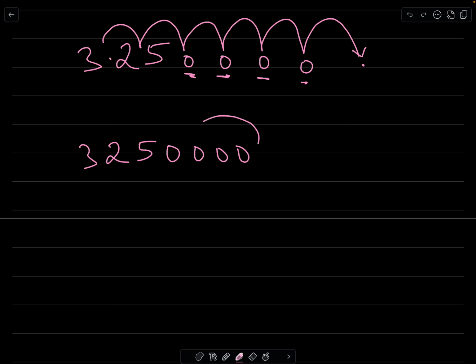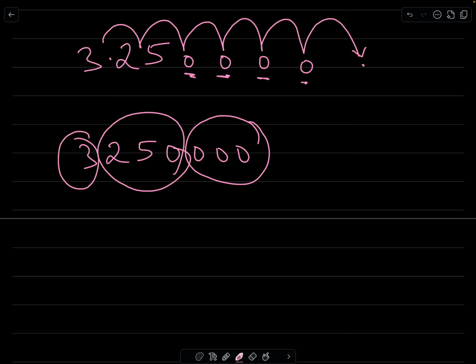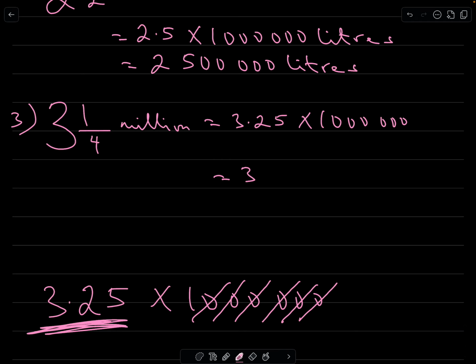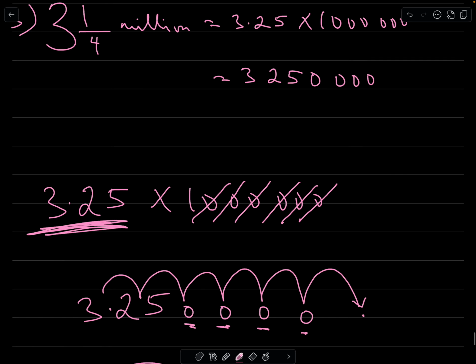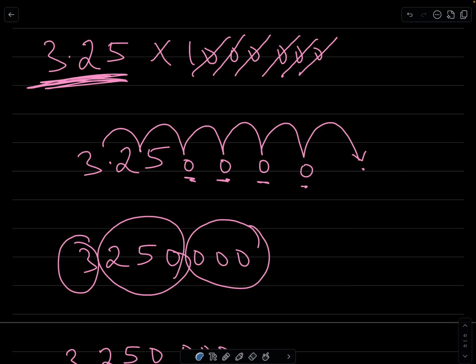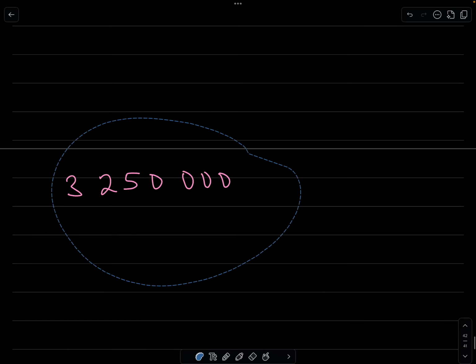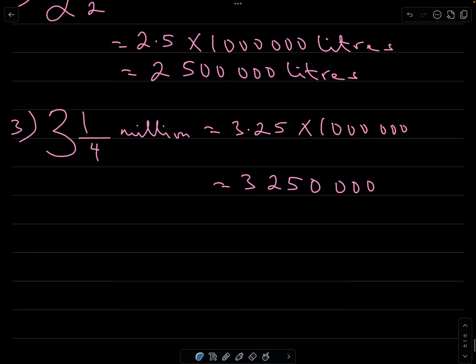So let's go. Put them in groups of 3s. This 3 will stand alone. So that will be 3, leave a space, 2, 5, 0, leave a space, 0, 0, 0. And that's the answer. That's 3,250,000. And that is it. Very, very simple. You should go over this and try more questions on your own.